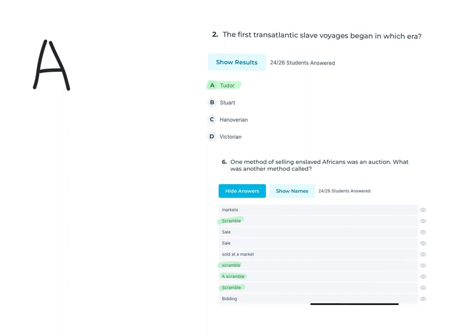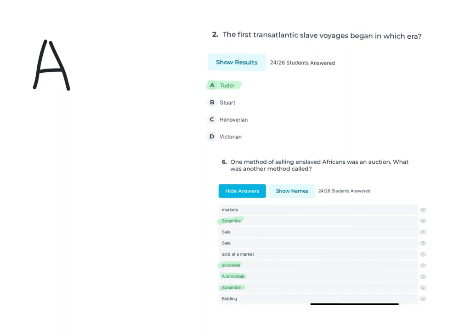So in section A, the two questions that received the fewest correct answers were questions number 2 and number 6. If we look at the average mark as 8 out of 10, these were the questions that were most likely to prevent you from getting 10 out of 10. In question number 2, the first transatlantic slave voyages began in which era? That is the Tudor era. Sir John Hawkins is the individual from England who is credited with the first enslavement of West Africans that we have recorded. And so the answer for question 2 was A, the Tudor period, which you will know a lot of from your learning in year 8.